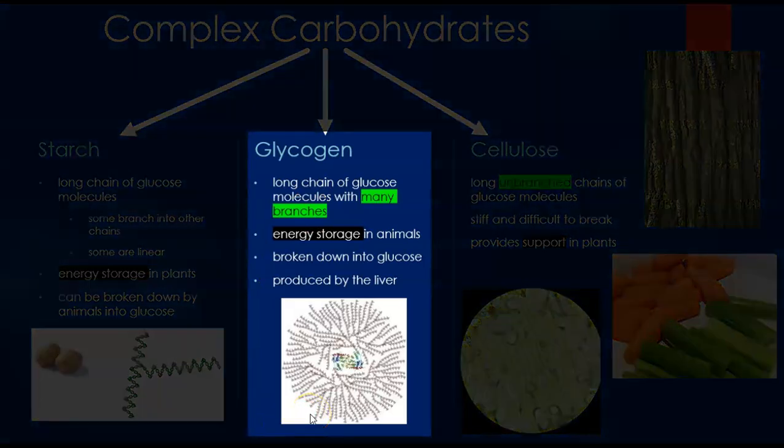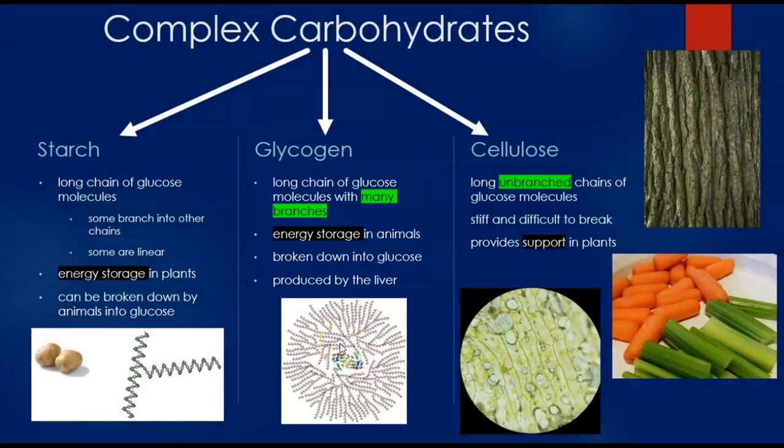Animals store glucose in the complex carbohydrate called glycogen. Have you ever heard of athletes who carbo load by eating a lot of pasta before a race? By eating a lot of carbohydrates, they are forcing their bodies to store extra glucose in their muscles so it's available for them during long endurance sports. While plants store extra glucose as starch, animals, including humans, store extra glucose in a molecule called glycogen.